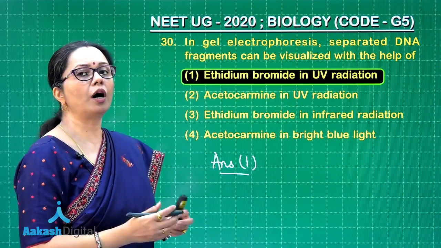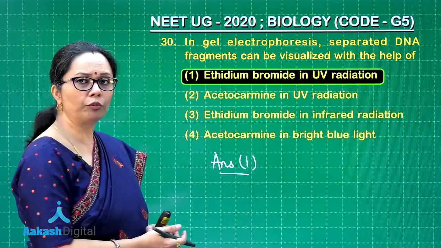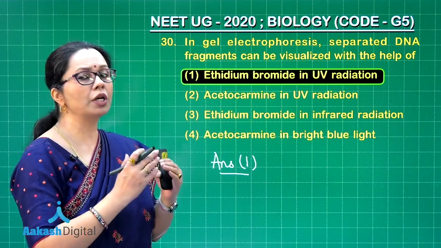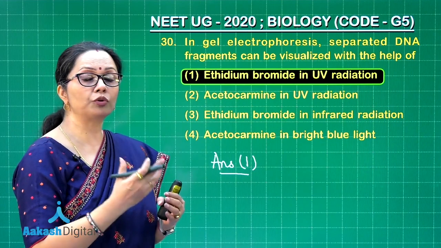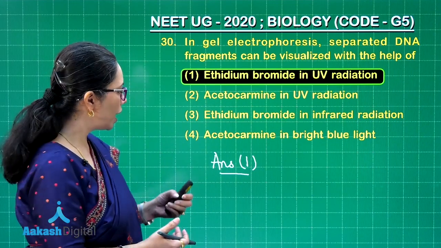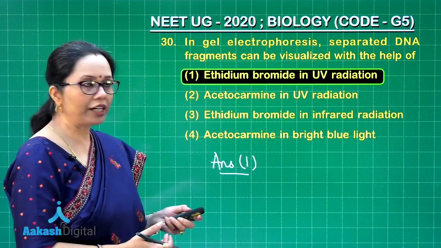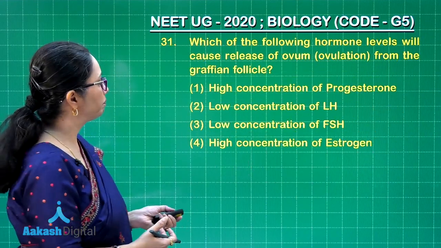Acetocarmine is also a nuclear stain, it stains the chromosome, but this stain we use in the labs when you want to see the slides in which you want to study mitosis or meiosis, right. So let us move on to our next question, that is 31.